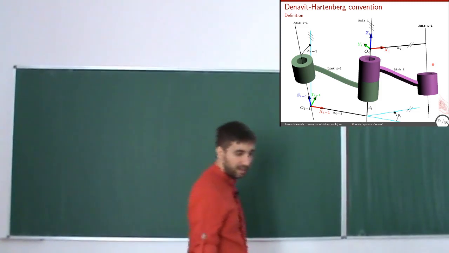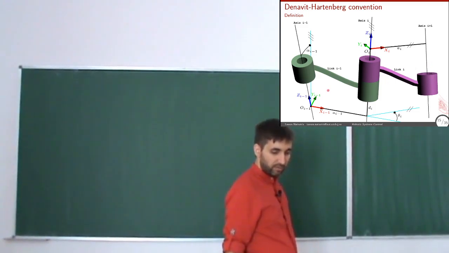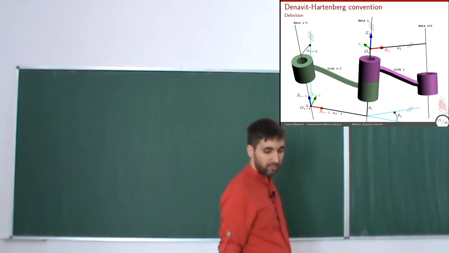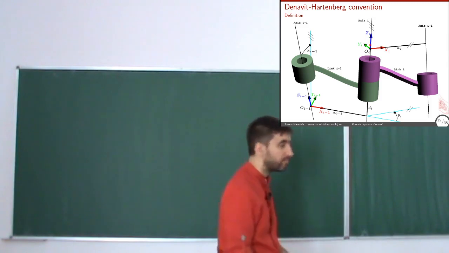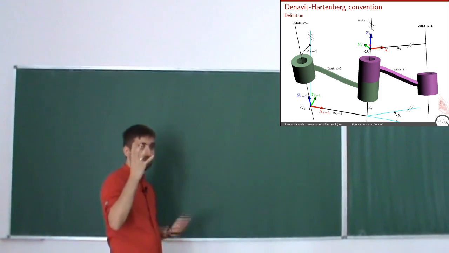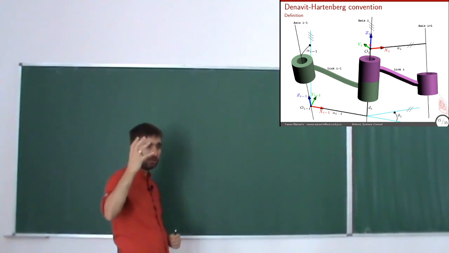Okay? And the idea is, I want to define some coordinate frames on each joint and describe the transformation between subsequent coordinate frames. Between coordinate frame, let's say for joint I minus 1, coordinate frame I minus 1, and I. Okay? And I break this down into 4 transformations, 4 parameters, 4 elementary transformations.